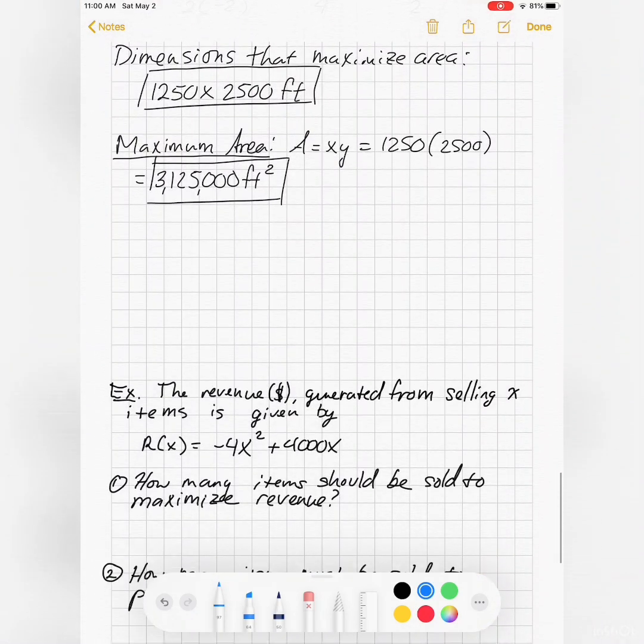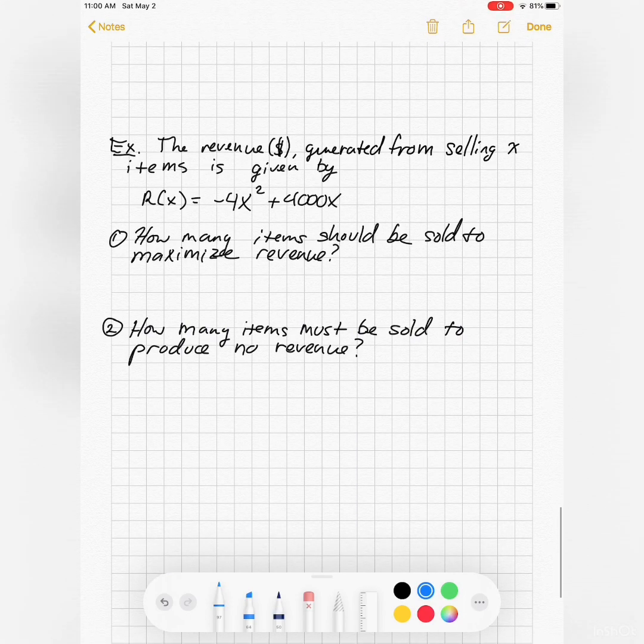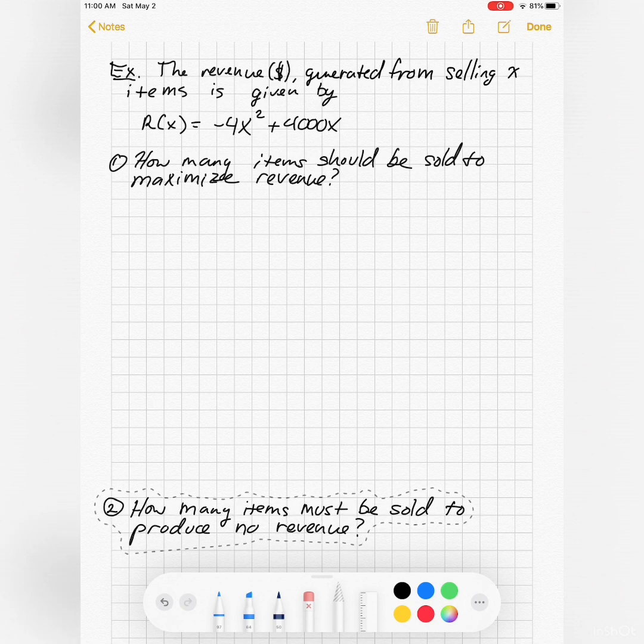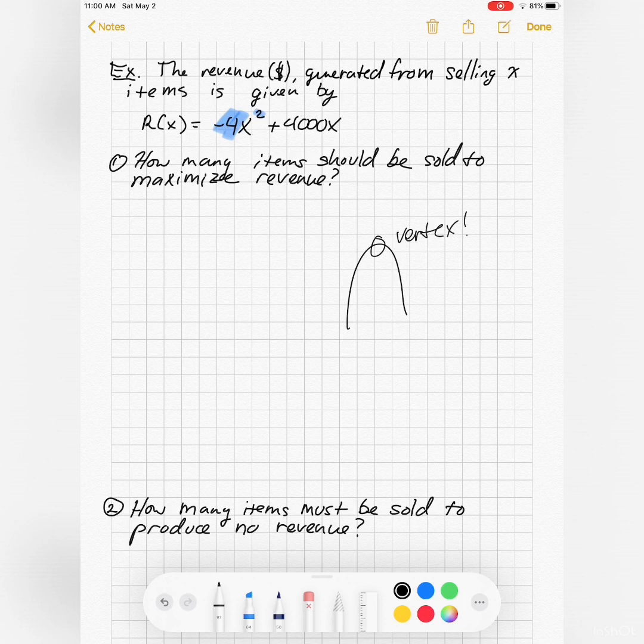Okay, so where were we? I'm going to do this last problem. This one's a little shorter, actually. The revenue generated from selling X items is given by R of X equals -4X squared plus 4,000X. So this one already has the function, so I don't have to build the function. I can see that this is a parabola, opens down. In order to find the maximum, I'm looking again for the vertex.